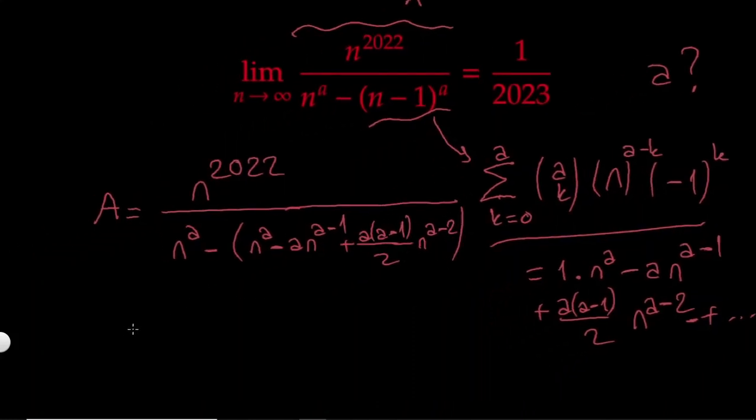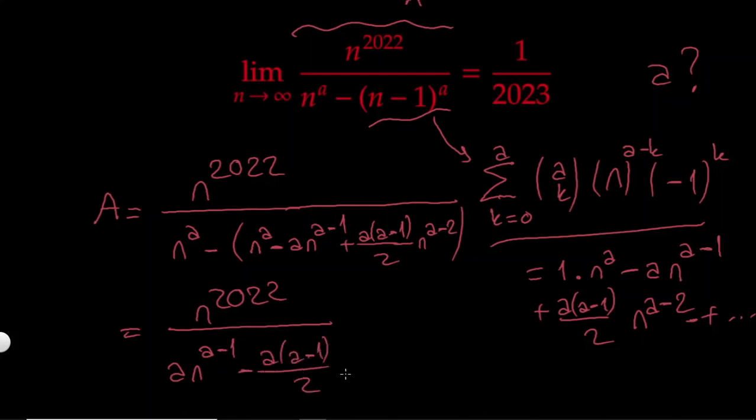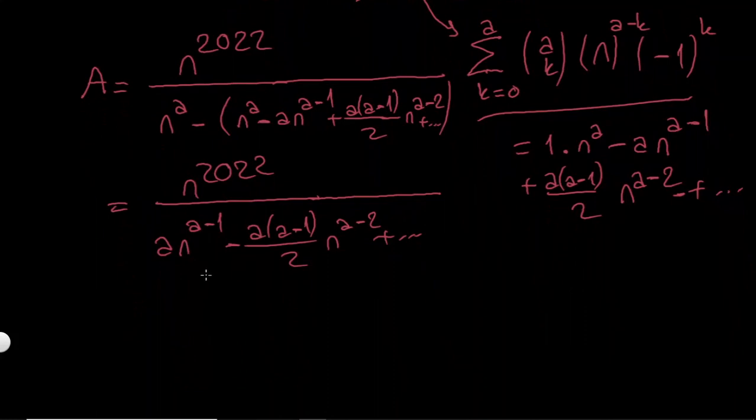And in the end, I want to take limits. If I open this thing, it's equal to n to the 2022 over, and these two will cancel. I will have plus a times n to the a minus 1, minus a times a minus 1 over 2 times n to the a minus 2. Here I said just equal, but there are many more terms; in total, there are a plus 1 terms. Now I want to take limits. I know that with a polynomial, the biggest coefficients give me the limit: the ratio of the biggest coefficients is going to give me this limit.